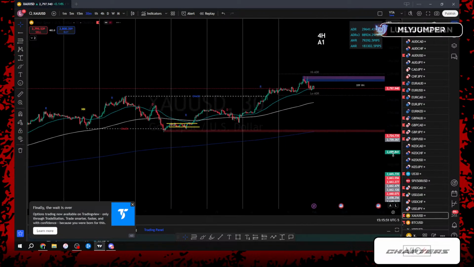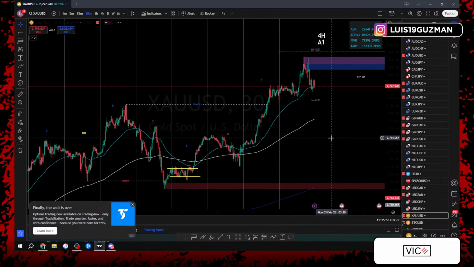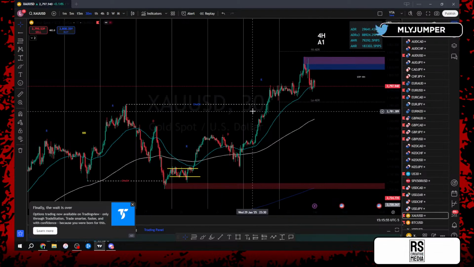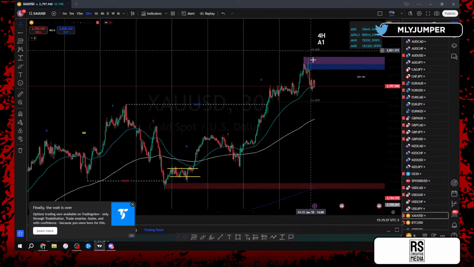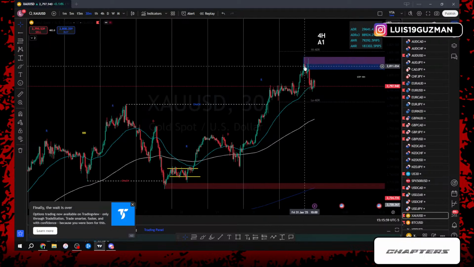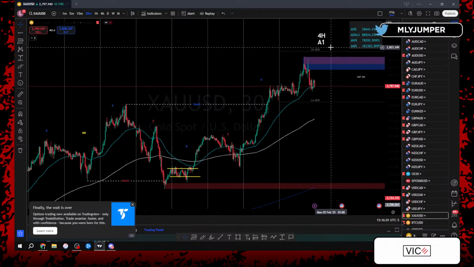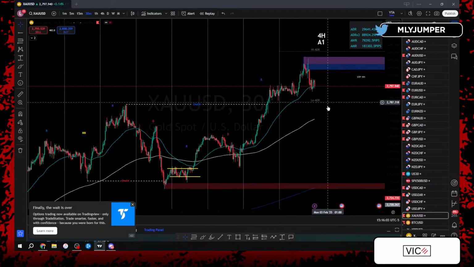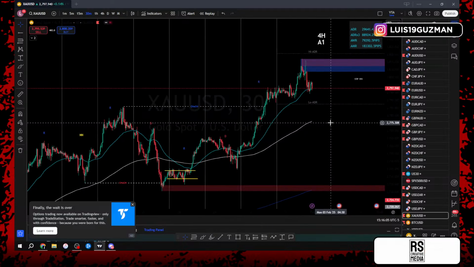But now it's pretty much similar to what we said about a lot of these pairs. We have a change of character, we don't have a break of structure. Could this higher high just give us a push into a higher low to continue into the higher high? Of course. So it's very similar to all my other examples.